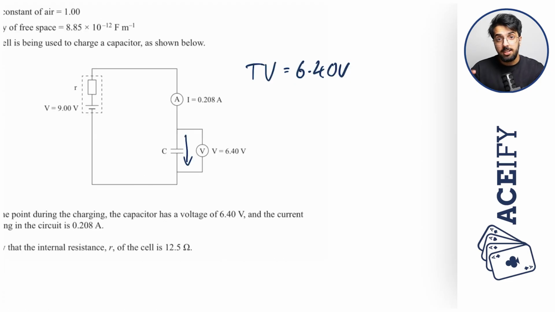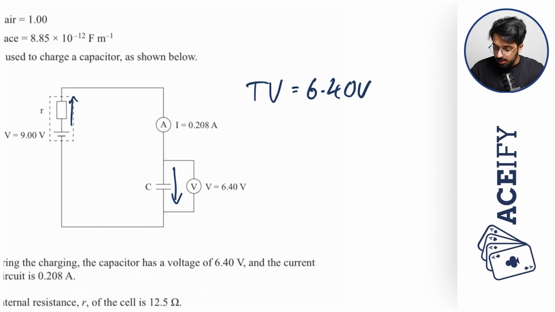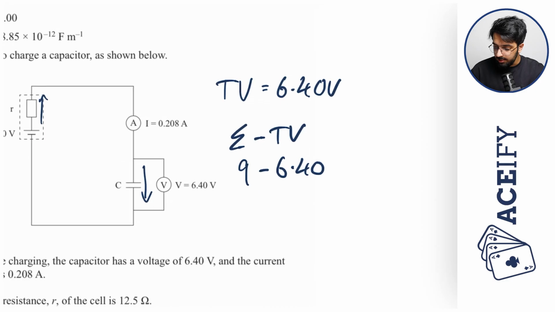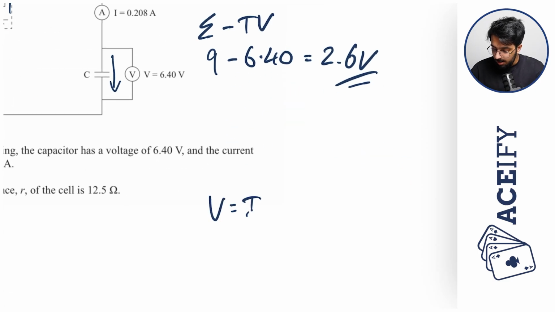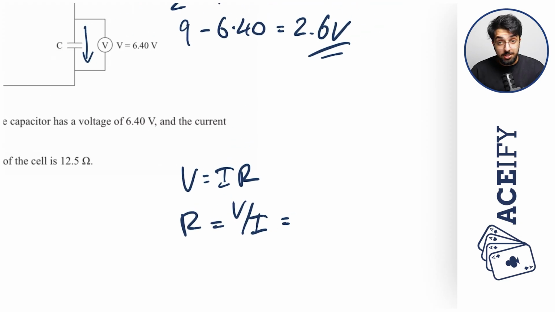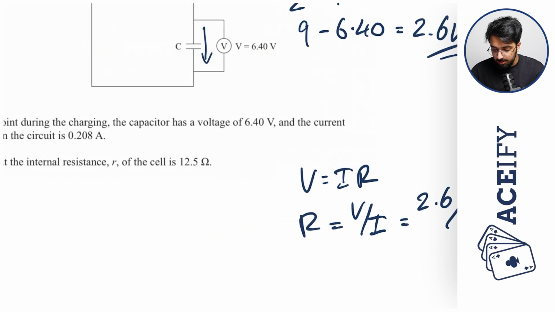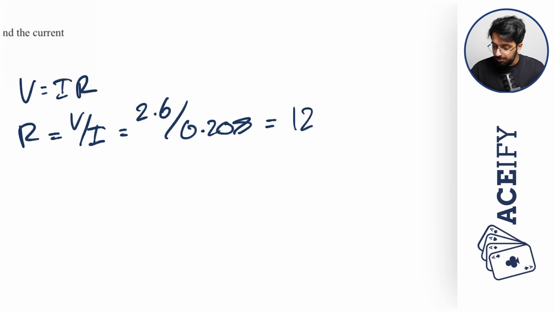Alright, and so therefore we can say our lost volts due to our internal resistance, which is going to be the voltage drop due to our internal resistor, so it's going to be this voltage drop right here, is equal to our EMF minus our terminal voltage, and so therefore we get 9 minus 6.4, and that's equal to 2.6 volts. And so therefore, V is equal to IR, and so therefore R is equal to V all over I. We know our voltage across our internal resistor, and so that's equal to 2.6 divided by the current throughout the circuit, which is 0.208, and so this gives a value of 12.5 ohms.